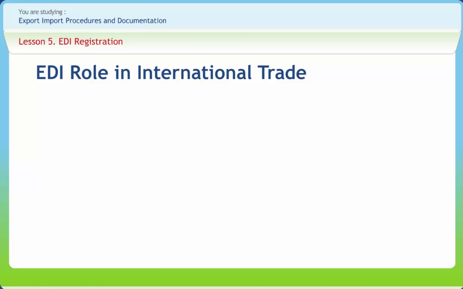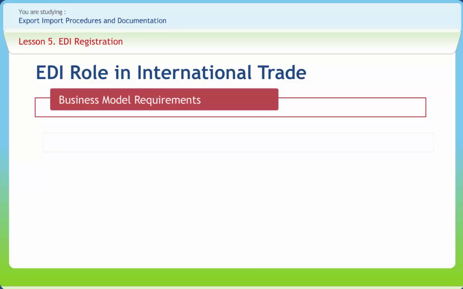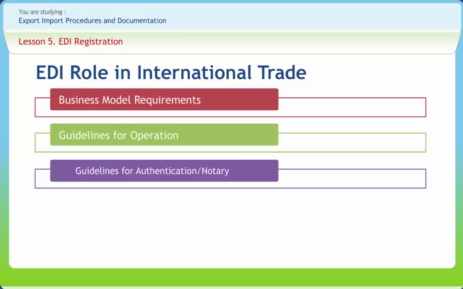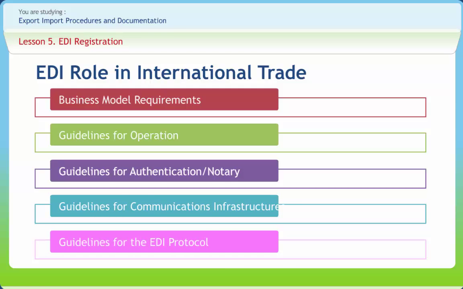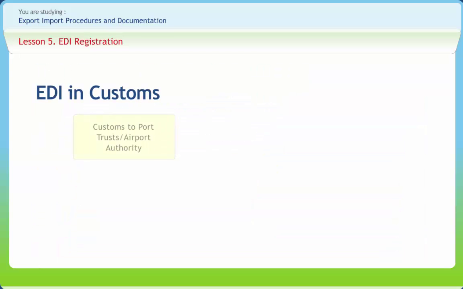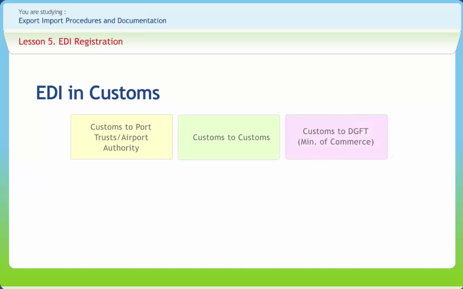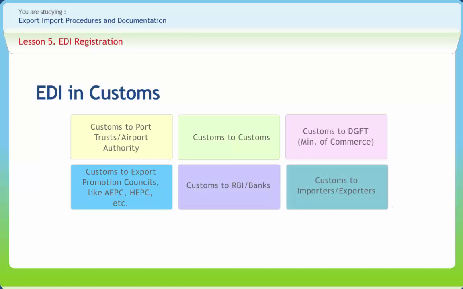Implementation of EDI in international trade and settlement requires standardization of trade documents to be computerized and open EDI networks. This set of guidelines consists of business model requirements, guidelines for operation, guidelines for authentication or notary, guidelines for communication infrastructure, guidelines for the EDI protocol. These deliverables will be assessed in the practical use experiment project for EDI in international trade and settlement and put into practical use. They are expected to form common industrial infrastructures. It should be possible to create a few or even a single message or document for the entire process of transactions in the course of foreign trade.